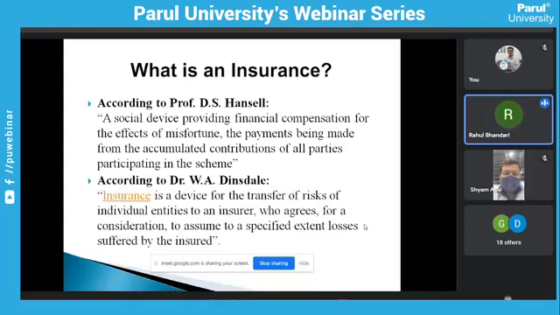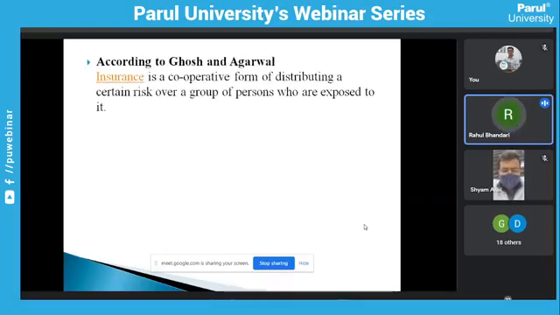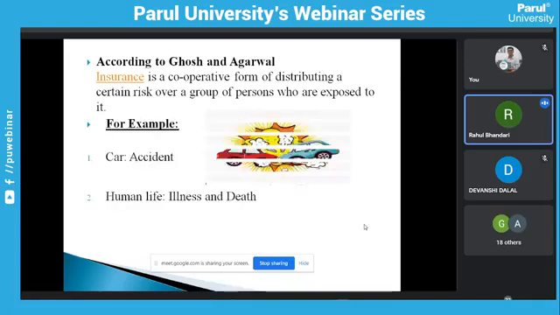Let's see what Dr. W. A. Dinsdale has defined. Insurance is a device for the transfer of risk of an individual entity to an insurer, who agrees for a consideration to assume, to a specified extent, the loss suffered by the insured. According to Ghosh and Agrawal, insurance is a cooperative form of distributing a certain risk over a group of persons who are exposed to it. I have already provided you the examples: one is a car accident, and for human life, illness and death.